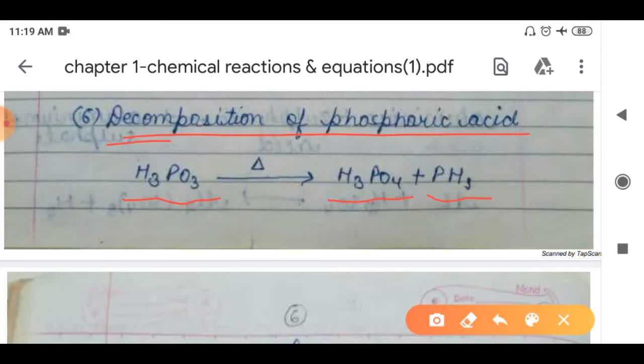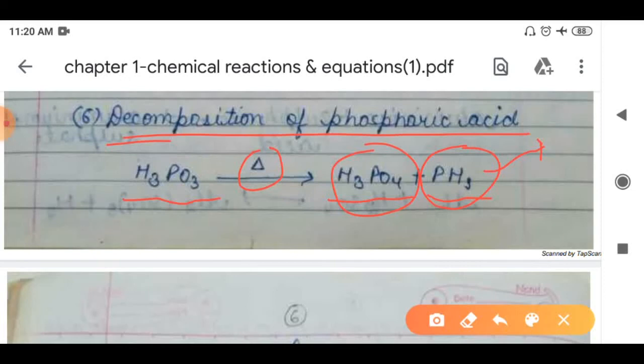Just try to understand it carefully. क्या है हमारे पास में? H3PO3 का जब हम डिकम्पोजिशन कर देते हैं, डिकम्पोजिशन का मतलब जब ये टूटता है तो किस में कन्वर्ट होता है? H3PO4 फॉस्फोरस एसिड और PH3 is what? Phosphine. Is it clear? ओके, सो हम इसको बैलेंस करने के लिए क्या कर सकते हैं?